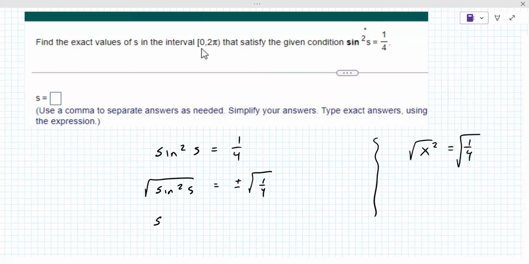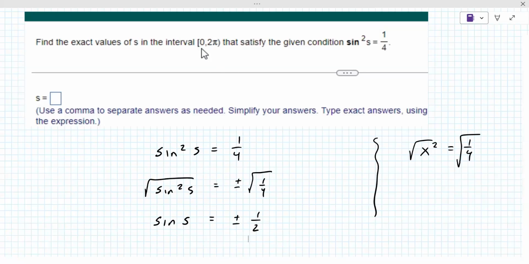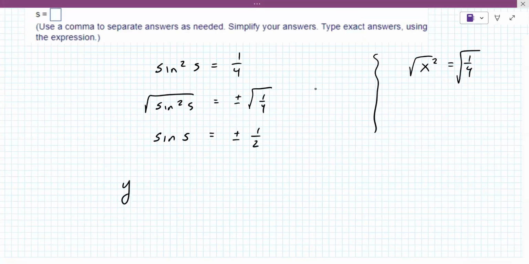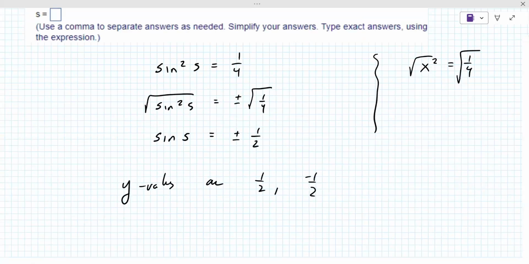Now on the left, it becomes just sine S, but on the right, it's both positive and negative 1/2. Okay, if you go to your calculator, square root of 1/4 becomes 1/2. So here's what this means. You're now looking on the unit circle from 0 to 2 pi. So you got to go back to your unit circle, and you're figuring out where the y values are 1/2 or negative 1/2. So I'm going to snip in a unit circle and try to show you that here.